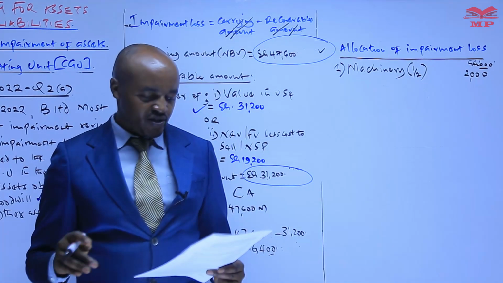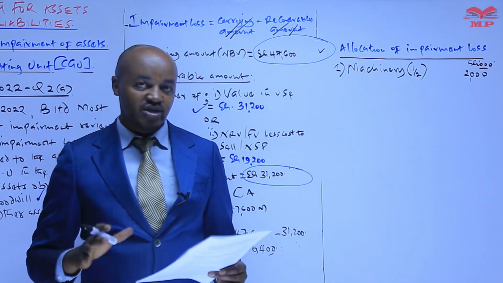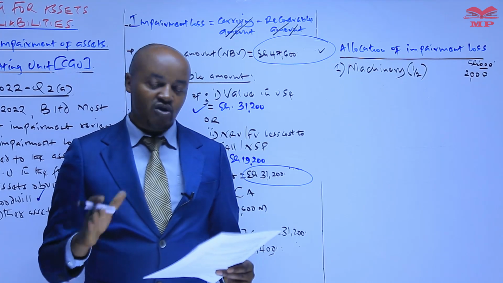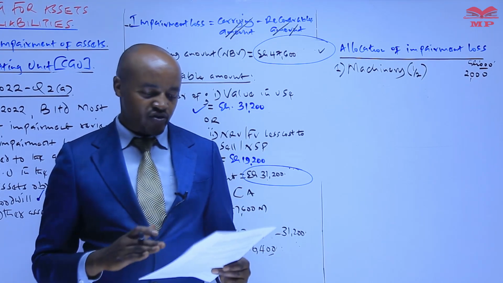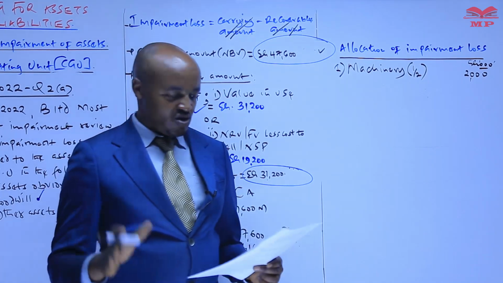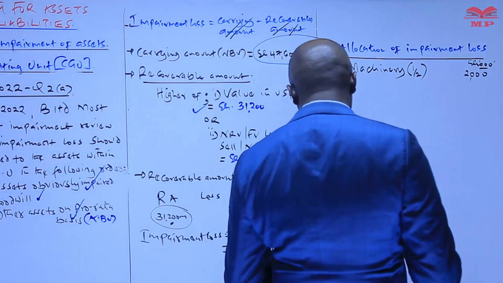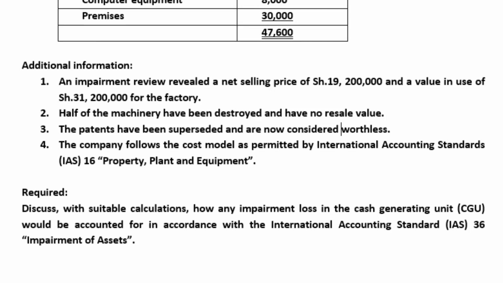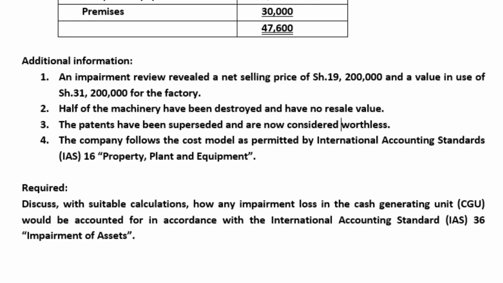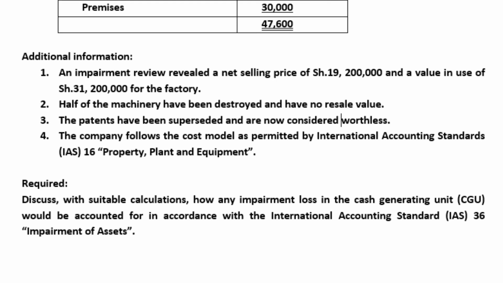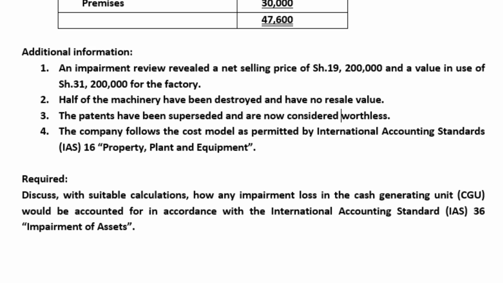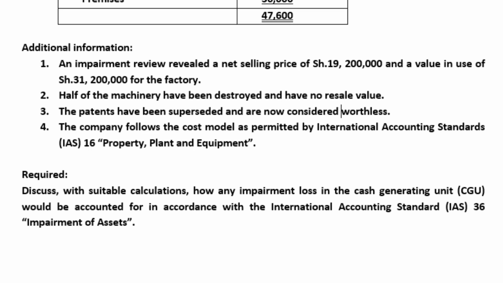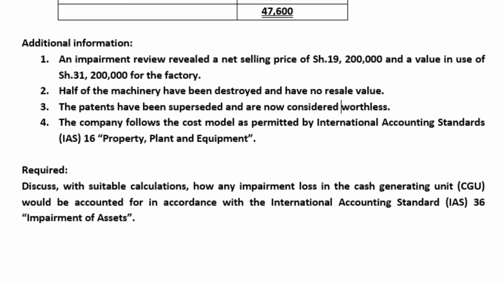Will be what? 0. So basically, it means that the other machines, and that is half of the other machines, or half of 4 million, those machines are not obviously impaired. So then there is also another information we have in note number 3, that patent, which is one of the assets within that CGU, have been superseded and are now considered valueless.